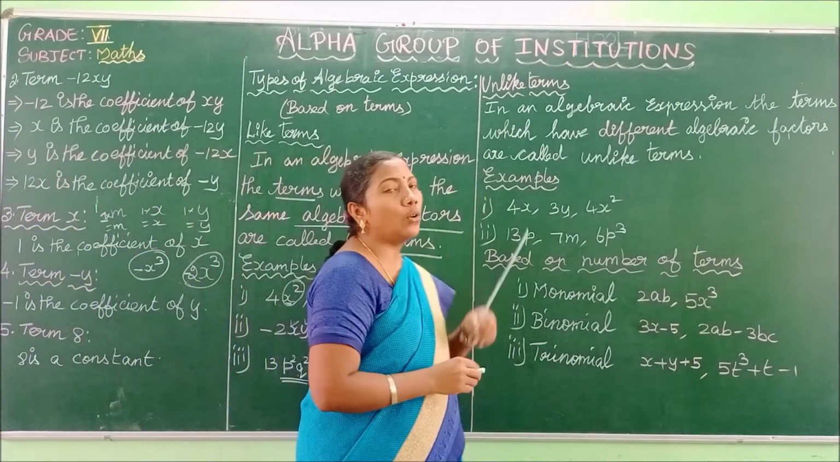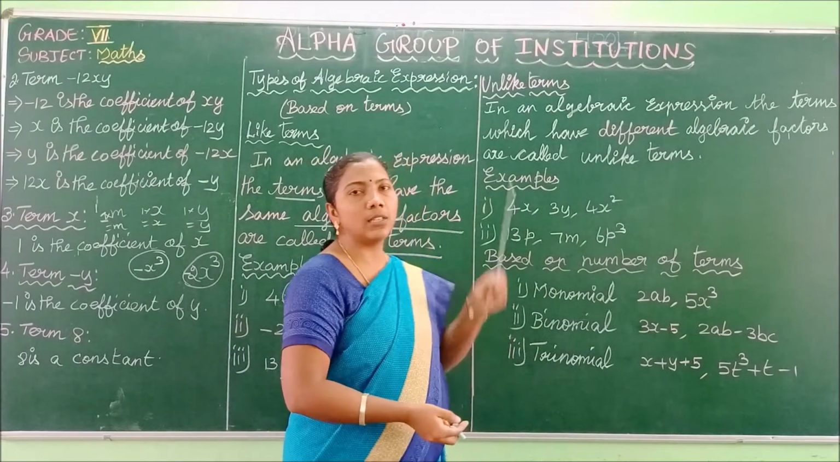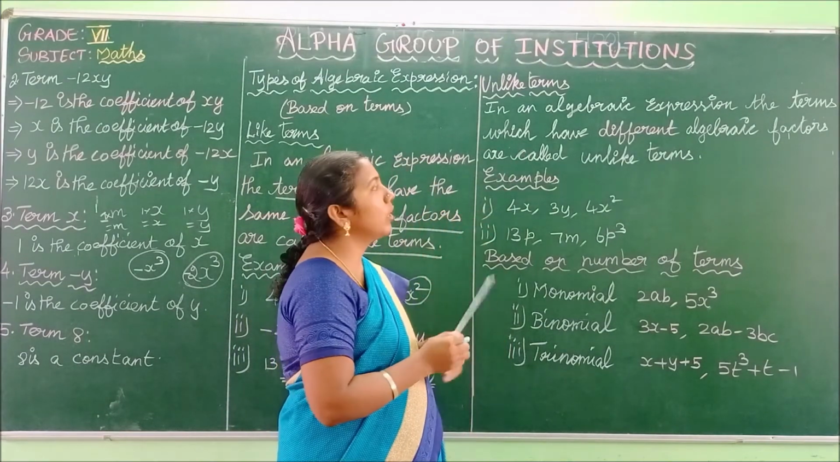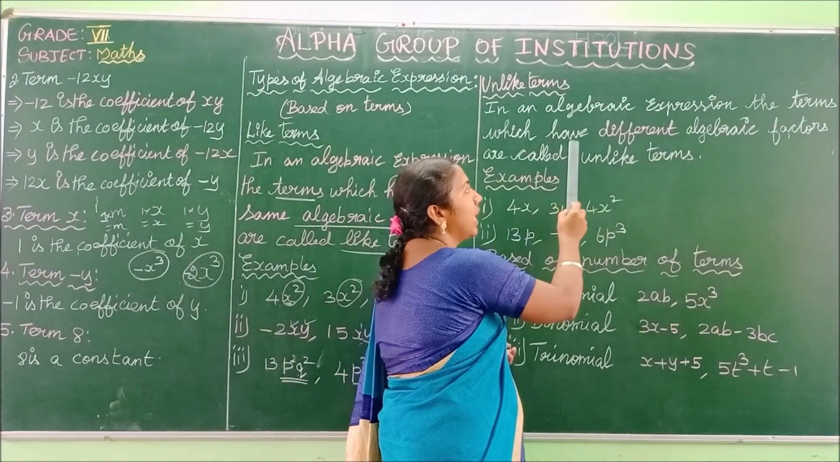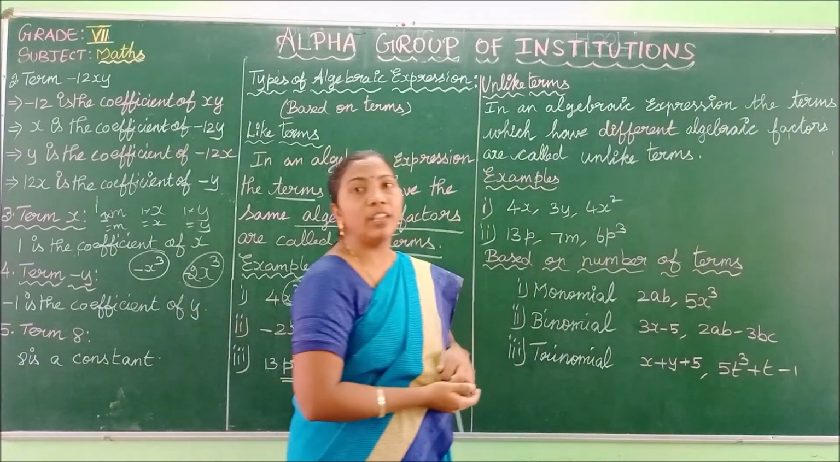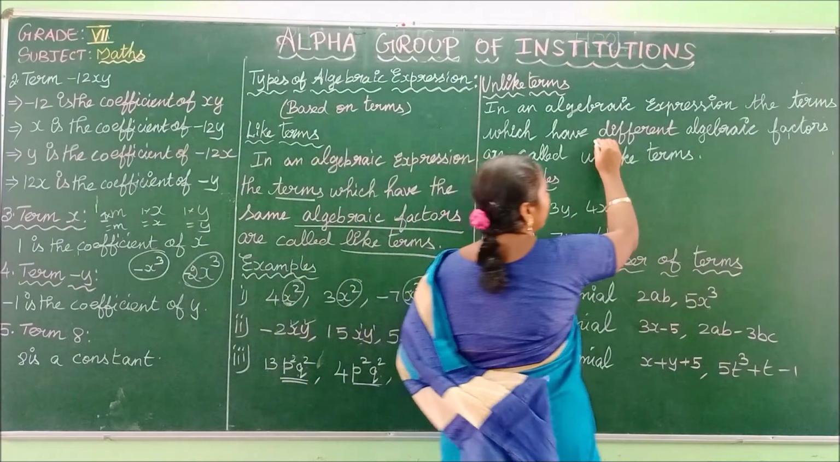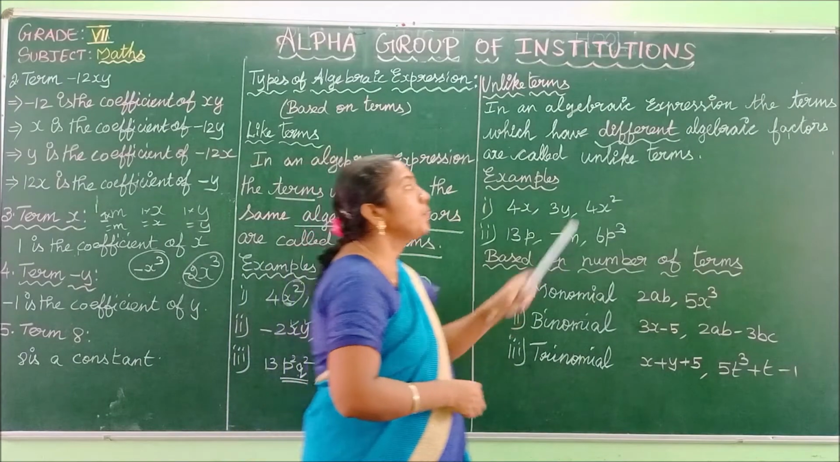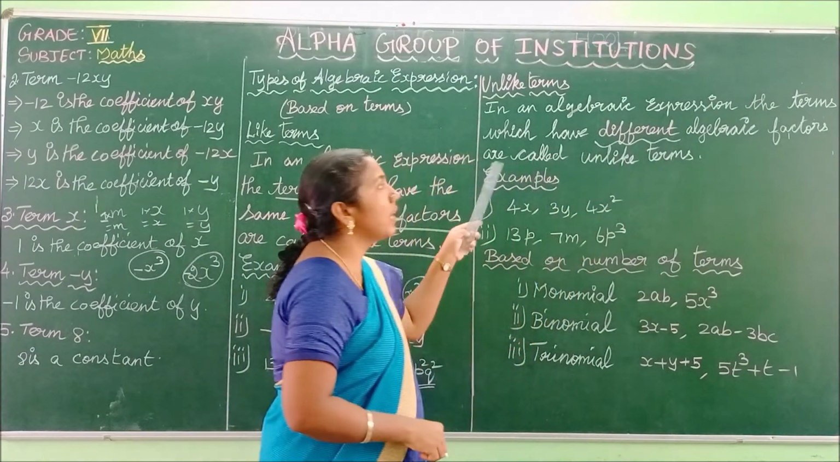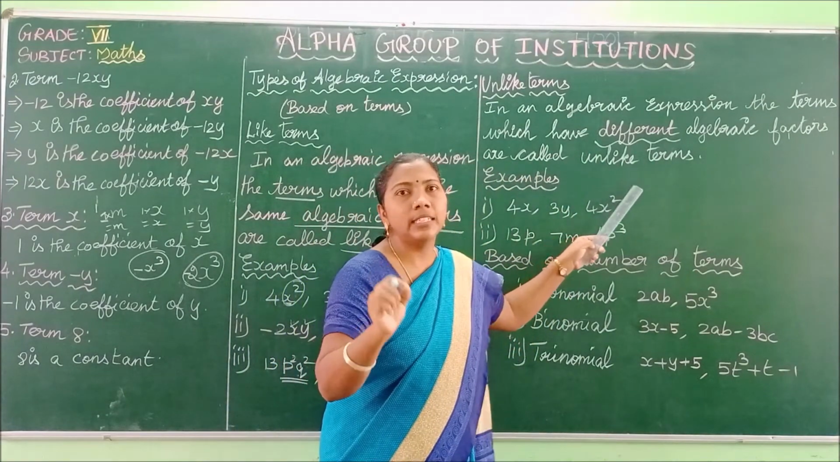Next we are going to see unlike terms, just opposite to the like terms. What is its definition? In an algebraic expression, the terms which have different algebraic factors are called unlike terms. In like terms we have the same algebraic factors, in unlike terms we have different algebraic factors.